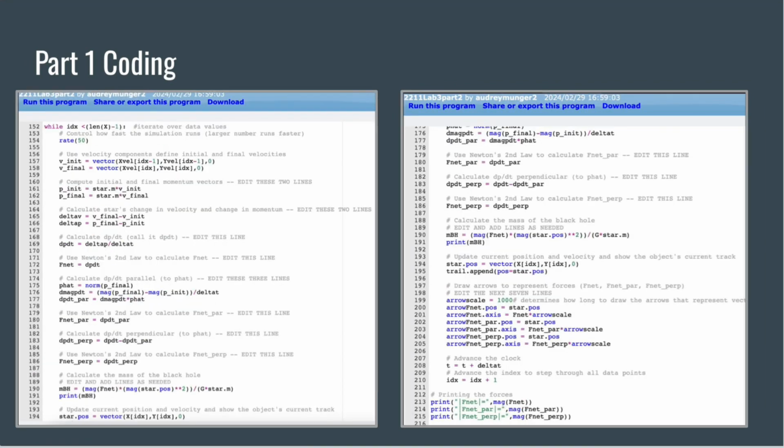Here I'm showing more of my Part 1 coding. The coding on the left shows more physics principles like the momentum principle at line 165, and calculating for the net force parallel and net force perpendicular. In the code on the right, I solved for the mass of the black hole using a derivation of the gravitational force equation.